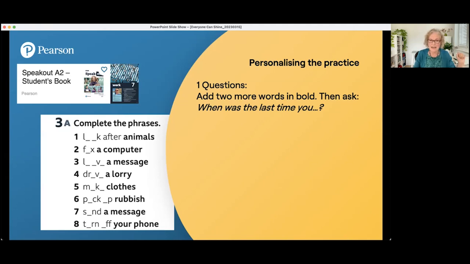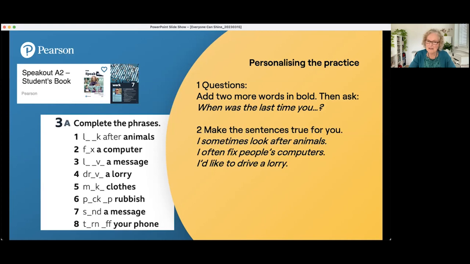So making it into questions, and the very famous make these sentences true for you, or write some sentences. In this case, 2 are true, 1 is false about me. Get into pairs, guess which ones are true and which one is false. Well, for this one, the false one for me is I often fix people's computers, because actually I'd quite like to drive a lorry.